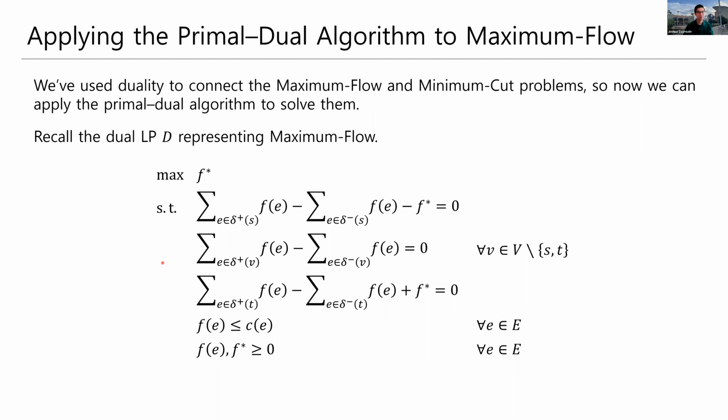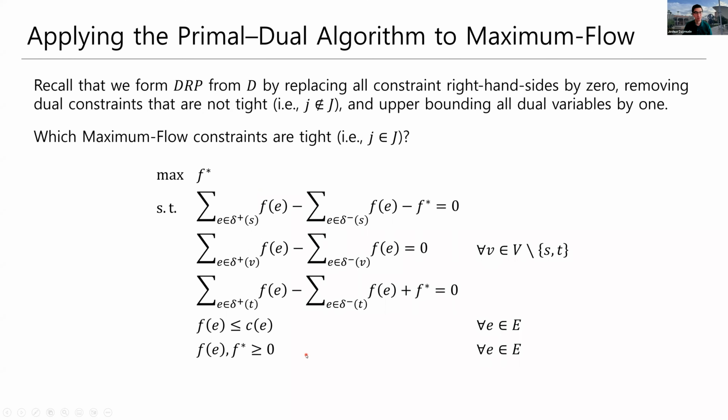First of all, just recall the dual LP that represents maximum flow. There have been no changes here. This is the same as what was in previous lectures. Just as a quick reminder, we're maximizing a variable that represents value. We have flow conservation constraints that correspond to nodes. We have edge capacity constraints that correspond to edges. And then we have our usual non-negativity constraints.